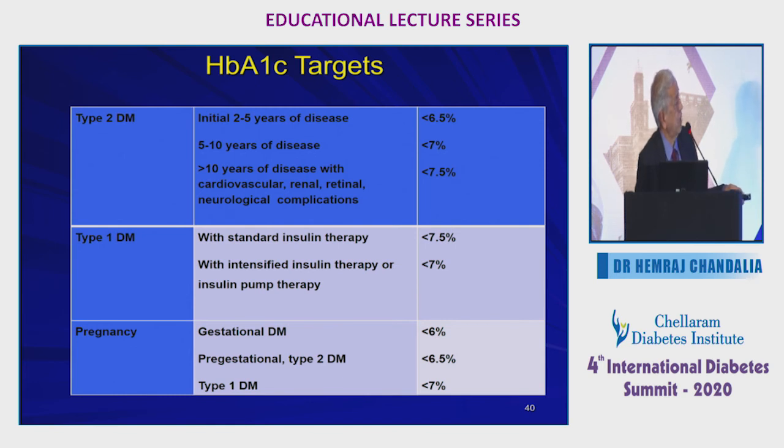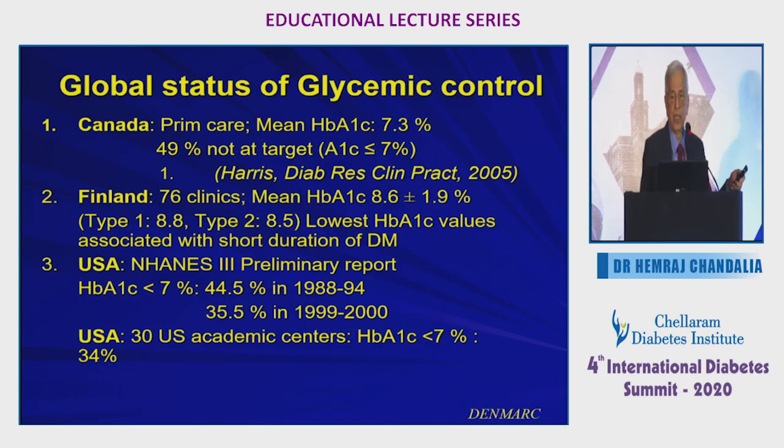Pre-gestational type 2, slightly relaxed. Type 1, 7 should be very good because it's very difficult to do anything better than that unless you use an insulin pump. I'll have to pass on some of these slides quickly in the interest of time.